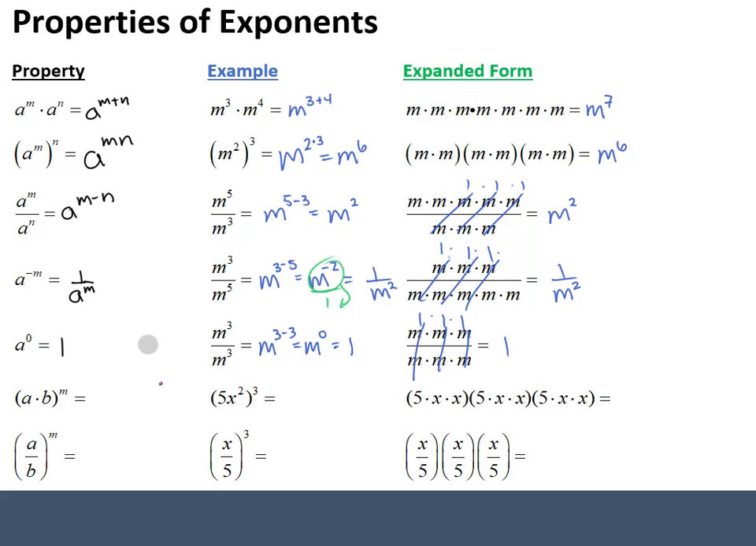Okay, our next two properties, we're going to do at kind of the same time. If you have just multiplication or division in a set of parentheses, and it's being raised to a power, you can distribute your exponent.